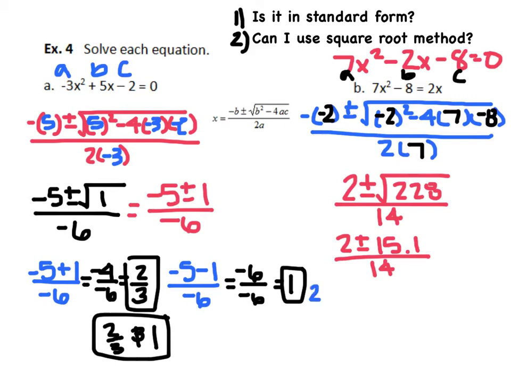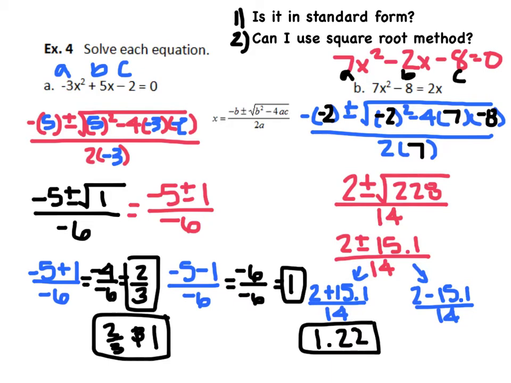My first problem is going to be 2 plus 15.1 divided by 14. And my second problem is going to be 2 minus 15.1 divided by 14. If you have a calculator, this is super easy to do. You just plug it in your calculator, right? 2 plus 15.1 divided by 14 gives me a total of 1.22 as my first solution. And my second solution, 2 minus 15.1 divided by 14, is equivalent to -0.94. So those are my two solutions for that quadratic.